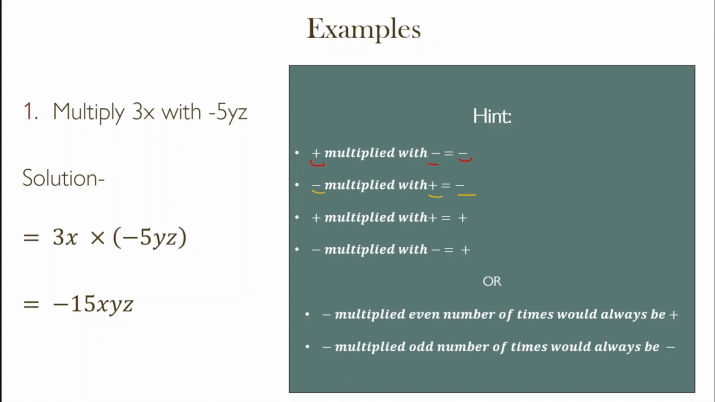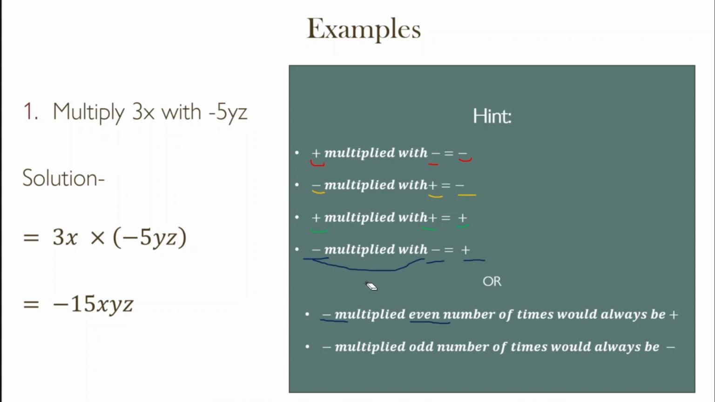And third, if you are multiplying a positive sign with a positive sign, your answer would turn out to be positive. And the last one is, if you are multiplying a negative sign with a negative sign, your final answer would be positive. Or we can simply remember it by the concept given below: if we multiply the minus sign an even number of times, like 2 times, like over here, the answer would be positive.